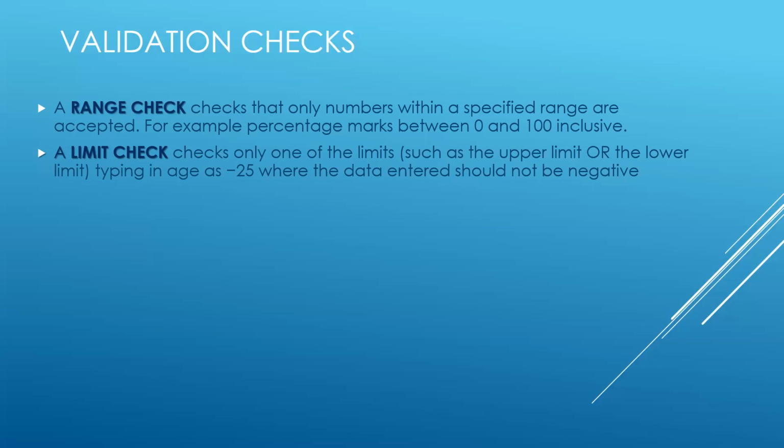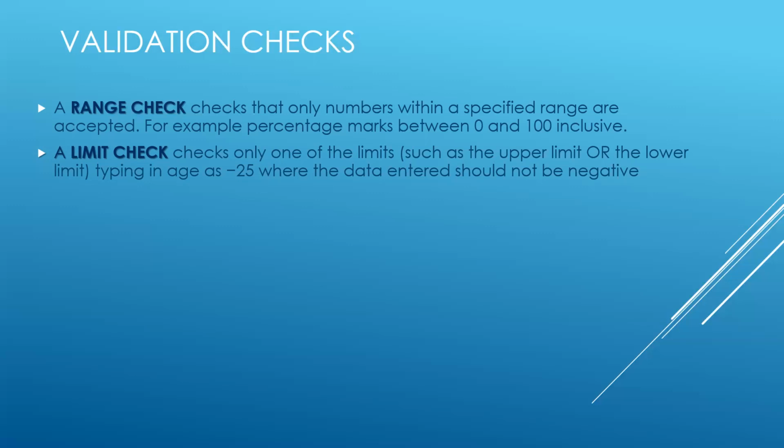A range is given and we have to see whether the number being entered is within the range or outside the range. On the contrary, a limit check is only checking one of the limits; it can either be checking the upper limit or the lower limit. Not both limits are checked at the same time.